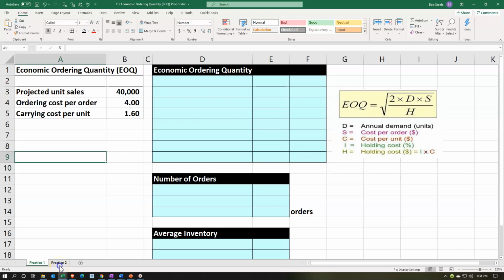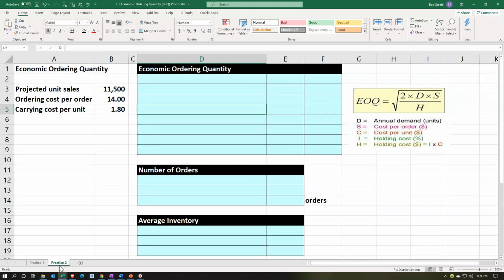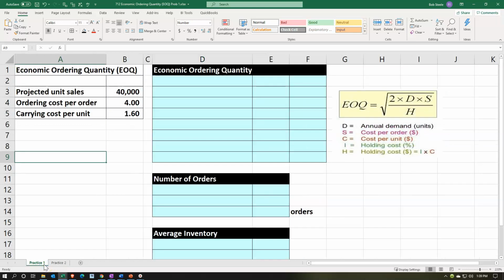If I go to the practice 2 tab, we have a similar layout, different numbers. We'll work through this 2 times. Going back to the first tab, we will be calculating the Economic Ordering Quantity, or the EOQ.